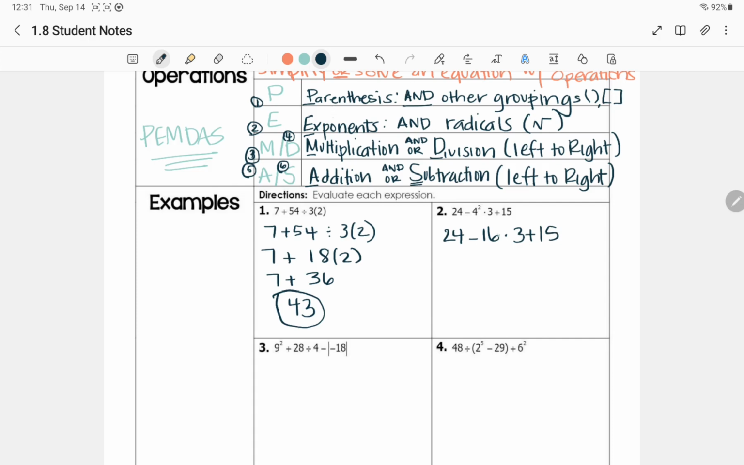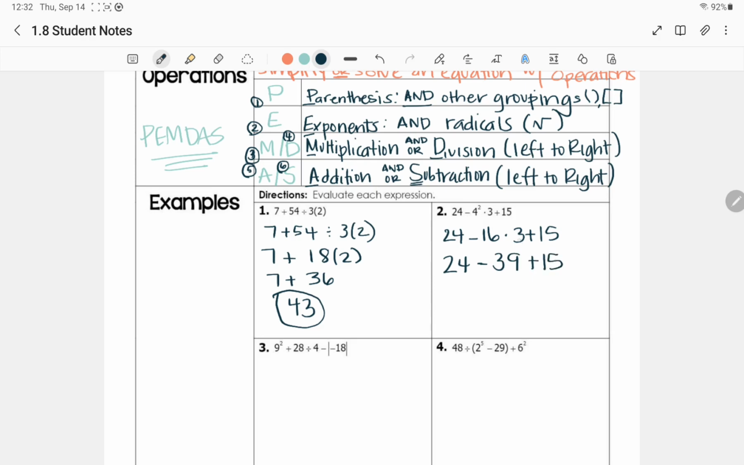There were no parentheses. And now I see multiplication here. I see subtraction, multiplication, and addition. I've got to do the multiplication first because the rules say I have to do multiplication and division first. So 24, and then I'm going to leave the minus sign. So 16 times 3 would be 39 plus 15.